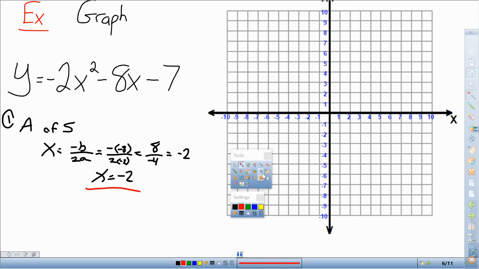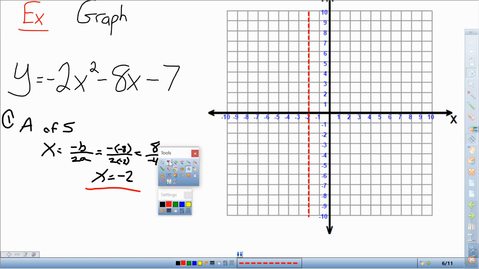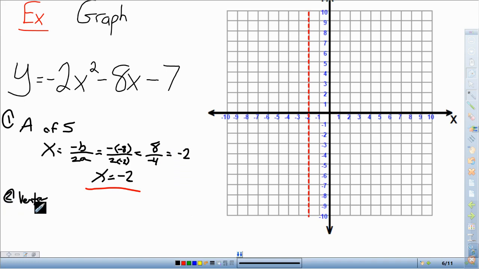All right, so let's go ahead and get that on our graph. Here's the negative 2 on the x-axis. There is our axis of symmetry. Okay, by the way, on any of these problems, your axis of symmetry will always be a vertical line. All right, moving on to the next one, our vertex. Okay, we know our x value, it's a negative 2. We've got to figure out our y value. Let's plug that into our function here.